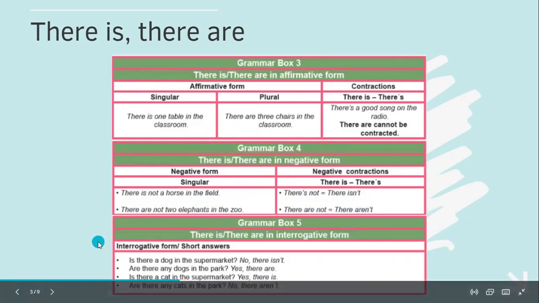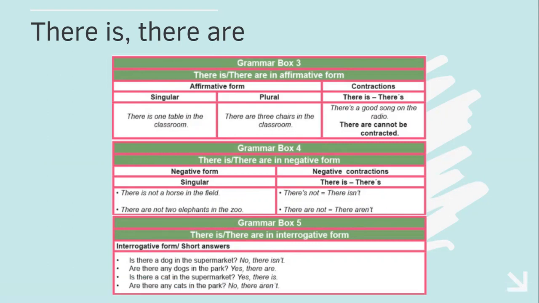And finally, in the interrogative form, here we have that we start with the verb to be, okay? Is there a dog in the supermarket? Are there any dogs in the park? Is there a cat? So o sea, entonces aquí solo se invierte. Si empezábamos con there is, aquí se empieza con is there, are there, okay?